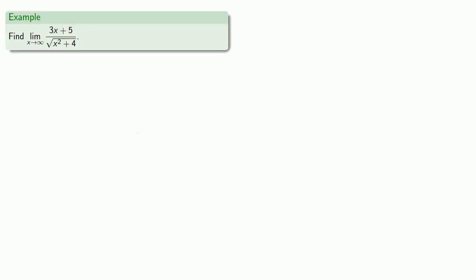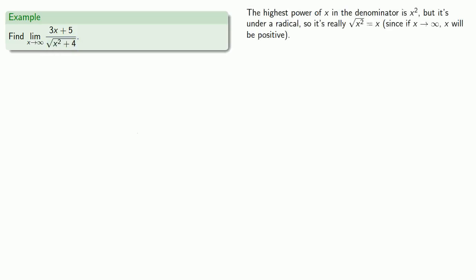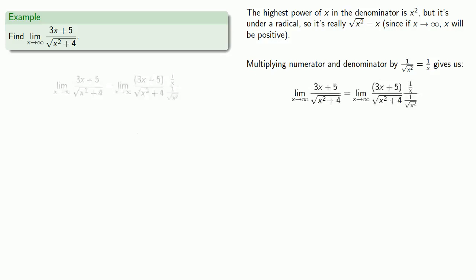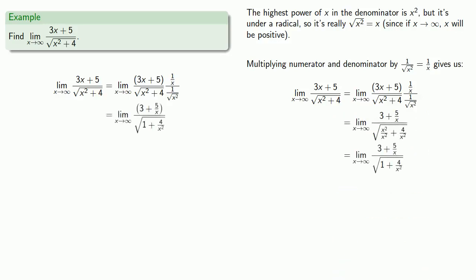What about a more complex expression? So the highest power of x in the denominator appears to be x squared, but because it's under a radical, it's really the square root of x squared, which reduces down to x, since if x goes to infinity, if x gets larger and larger, x will be a positive number. So we'll multiply numerator and denominator by 1 over the square root of x squared, otherwise known as 1 over x, and then do some algebra to simplify the expression. And we'll apply our limit theorems to find our limit, which will be 3 over 1, or 3.